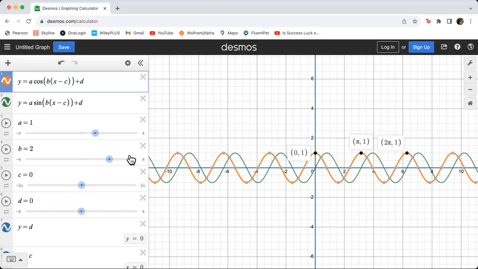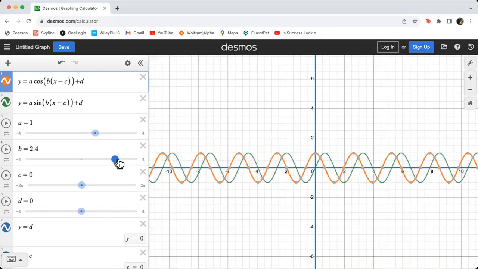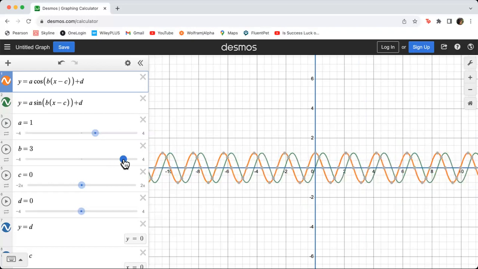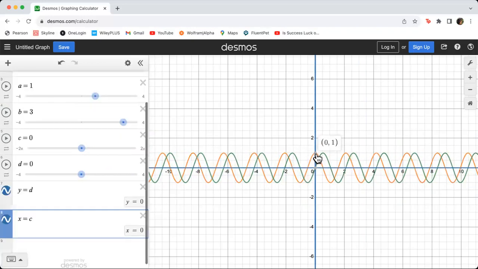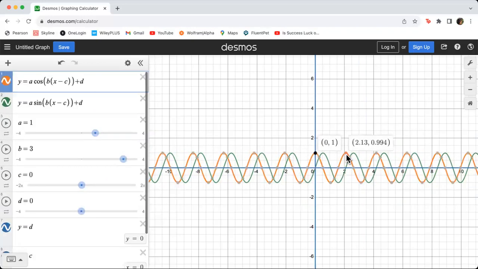If we change b to 3, one cycle is going to be 2 pi divided by 3. So the next top is going to be at 4 pi divided by 3. Then the next top will be 6 pi divided by 3, otherwise known as 2 pi. We got 3 cycles in one circle.